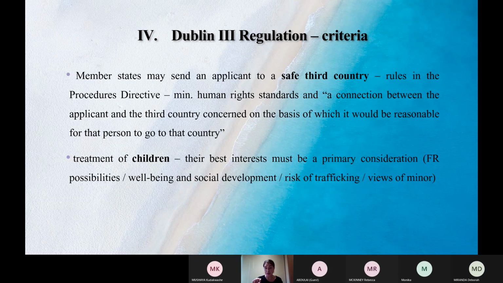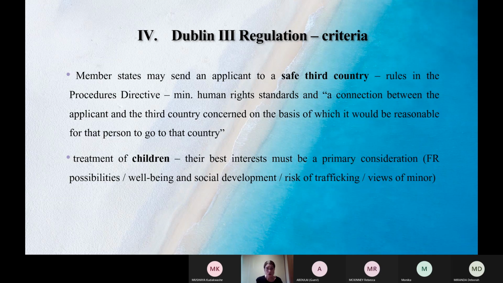So there can't be a risk that that person would be exposed to persecution in that country. Also, there must be evidence that there is a connection between the applicant and the third country concerned, on the basis of which it would be reasonable for that person to go to that country. That's quite broad. It might be that you have some kind of permission to be there, or a visa, or family members there. You just have some connection and it would be reasonable. I haven't seen that applied in many cases, but it is a possibility.